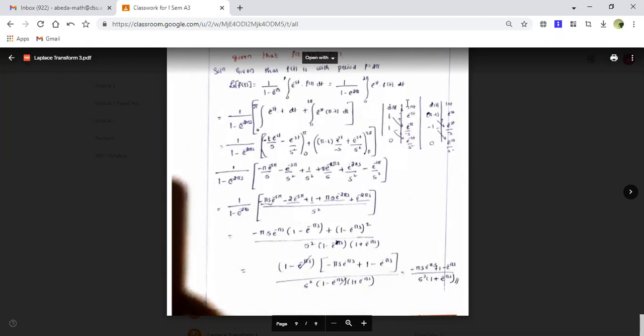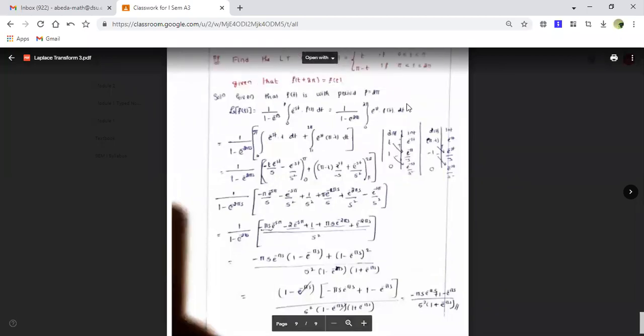So these are the problems, guys, which are based on periodic functions. Try to solve all the examples in detail. I have given each step. I have not omitted any single step here. Even plus and minus signs I have counted, so that you can solve it easily.